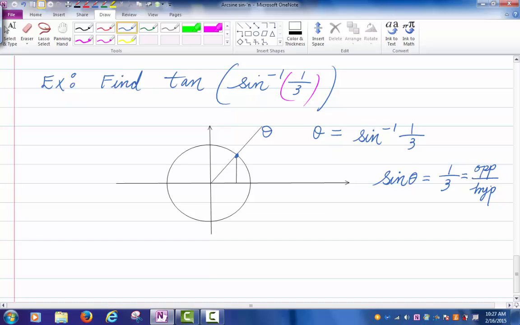So, can I say that the opposite of the reference triangle has length 1, and then I'm going to take the length of the hypotenuse to be 3. Am I making sense? Alright. 3 means what's the radius of the circle? The radius of the circle is equal to the hypotenuse, right? It's 3. Now, can someone tell me what's the length of the adjacent now?